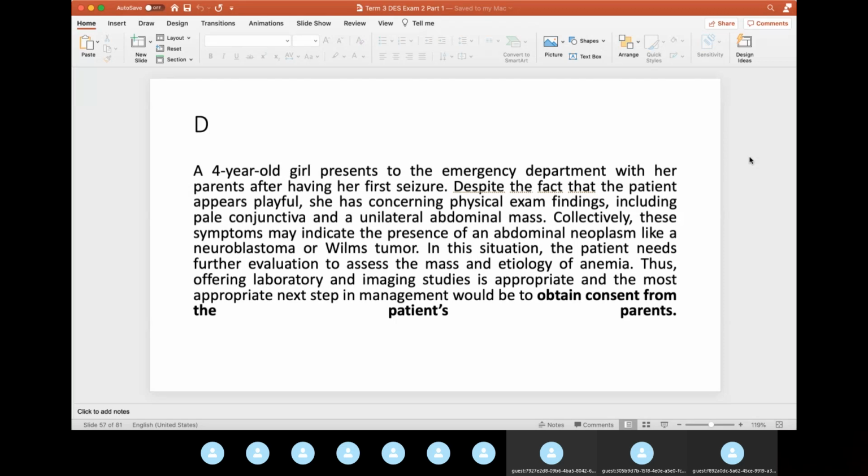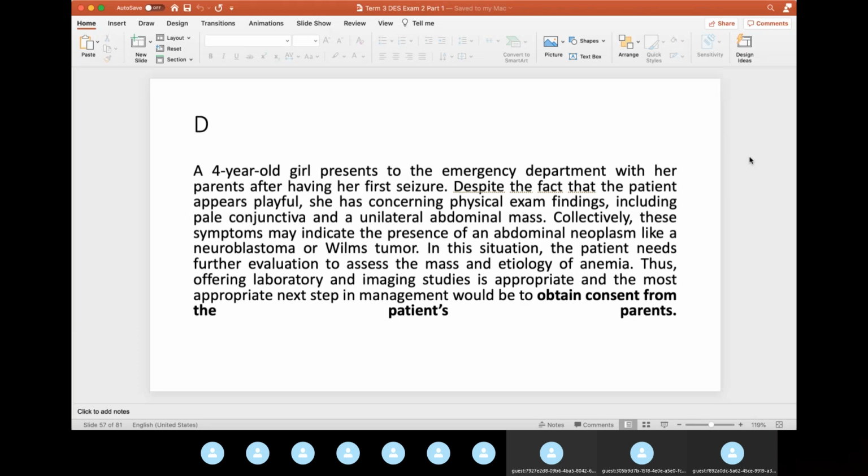fact that the patient appears playful, right? And you have concerning physical exam findings. Collectively, the symptoms may indicate the presence of a Wilms tumor or an abdominal neoplasm. You're going to learn this in term four, neuroblastoma. Oh, no, I think term five about the brain, neuroblastoma or Wilms tumor. So in this case, the patient needs further evaluation to assess the mass and etiology of anemia. So you need to offer laboratory and imaging studies.